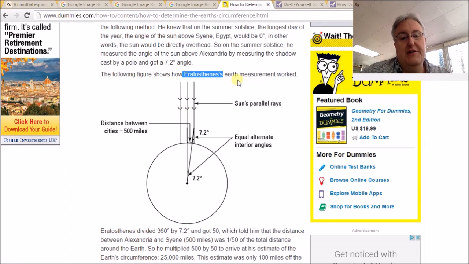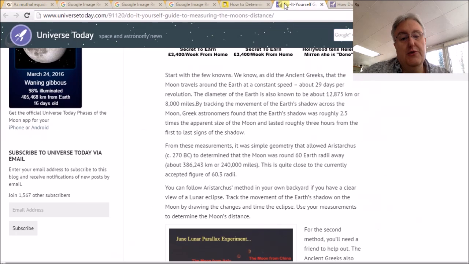Anyway, so let's now jump to the distance to the moon. Okay, so the distance to the moon, this is from a site University Today. Okay, it says we start with a few knowns. Be careful when you hear the word knowns. Let's start with what we know.